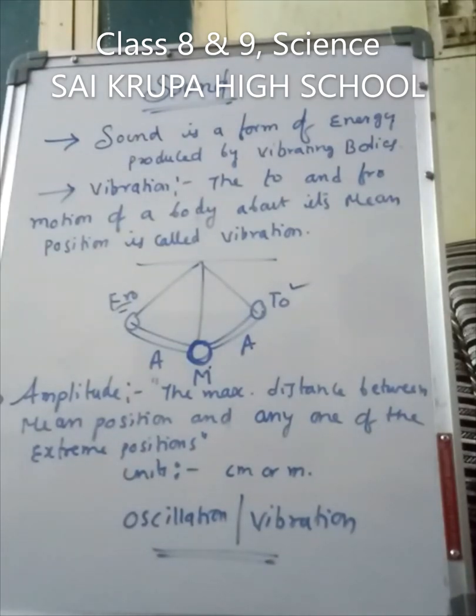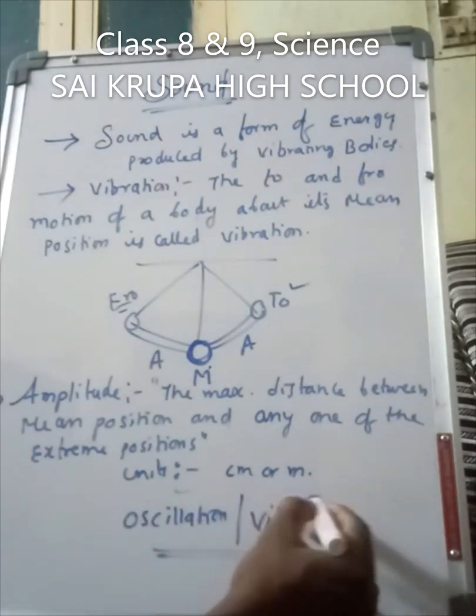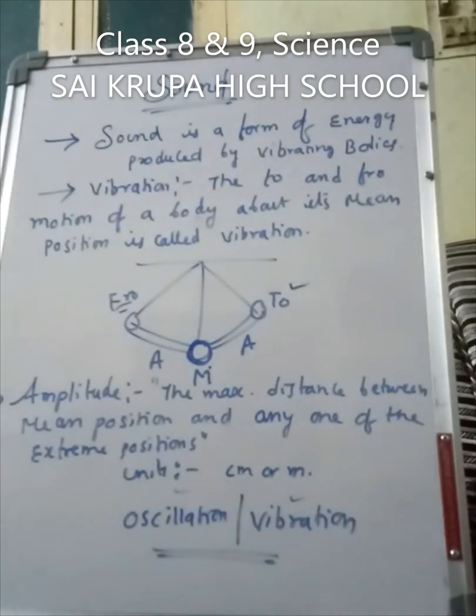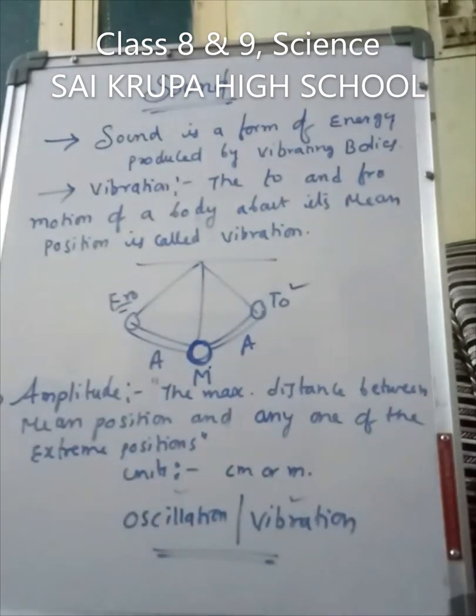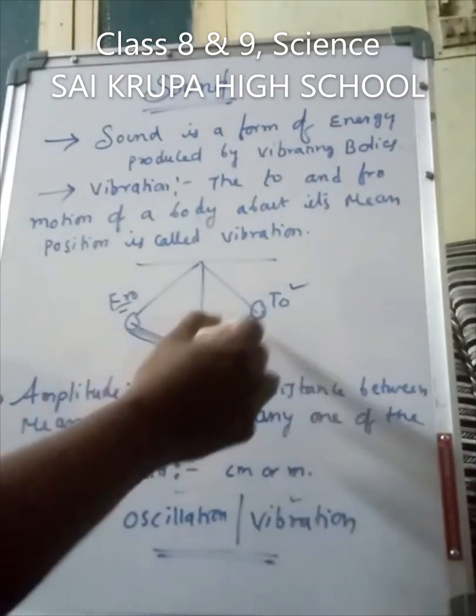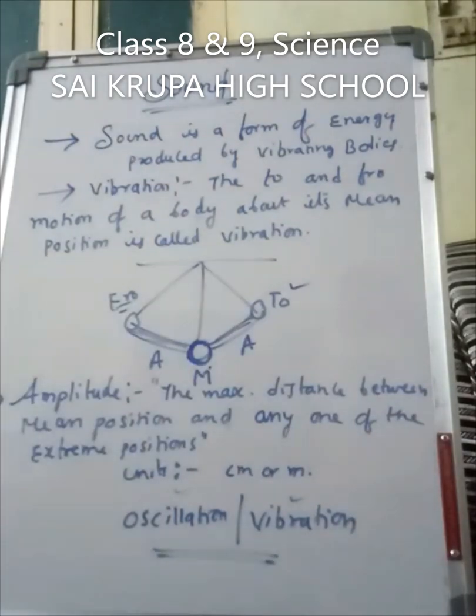Now why do we discuss this amplitude here? Because there is a small difference between oscillation and vibration. The difference is simply the amplitude. In the above case of the simple pendulum, the amplitude is comparatively larger. So if the amplitude is maximum, then it is called oscillation.